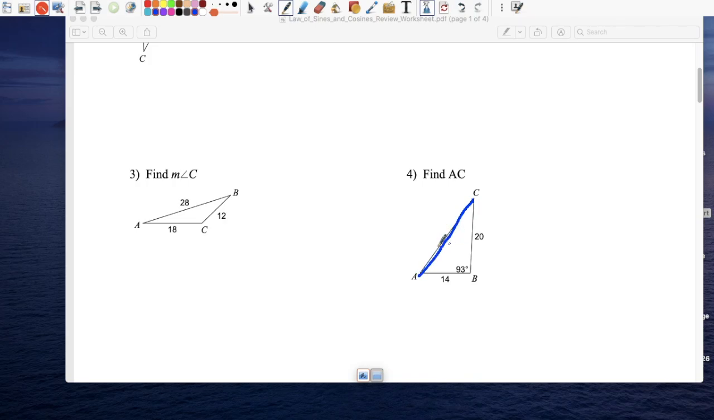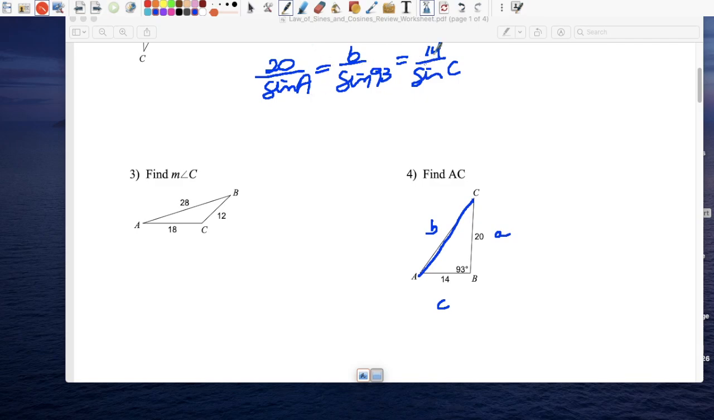So again, let me label things. This is little a, this is little b, this is little c. I'm going to set up law of sines. If you do law of sines, again, I only have one angle. Little a is 20, over sine of angle A, which I don't know. Little b I don't know, over sine of 93. And then little c is 14 over sine of angle C. Now, if you look at each ratio, here I don't know angle A, here I don't know side B, and here I don't know angle C. So which means when you cross multiply any two, you're going to have two unknowns. So law of sines is not going to be useful for us.